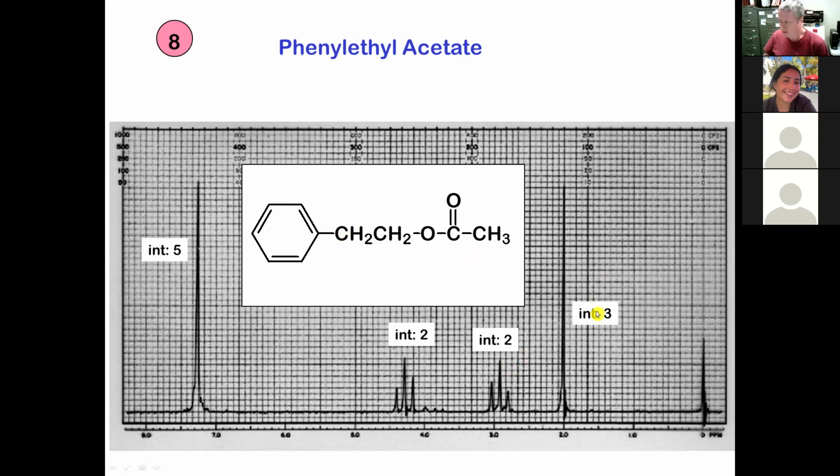What about the singlet, the CH3? Oh, yeah, there it is. There are no neighbors, right? Okay, cool. It's a nice example.